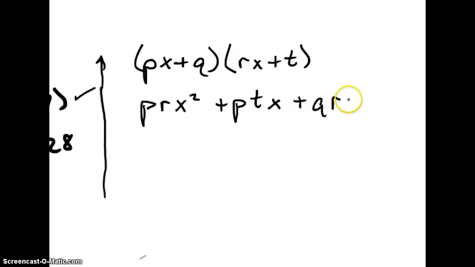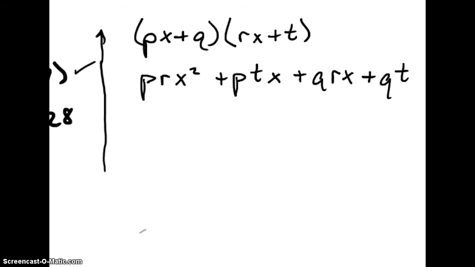And then I'm going to take this q and multiply it by r, and I've got this x also. And then q times t, I don't have an x. This is my constant term right here. I don't have any variable attached to it. Q and t, again, are just a couple constants, so those are going to multiply to give me another constant.